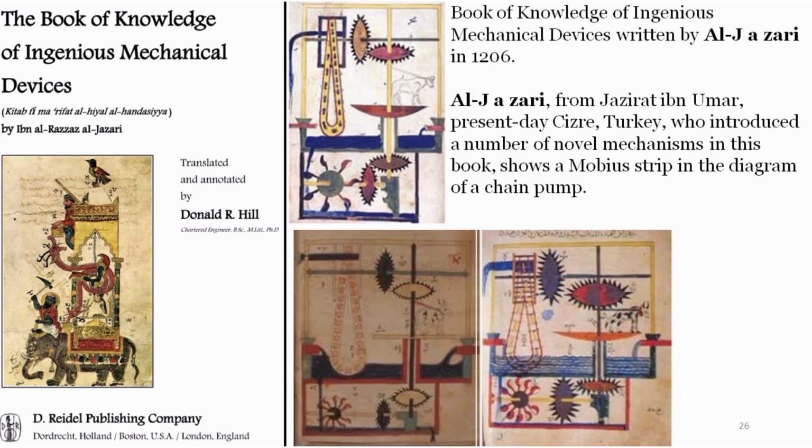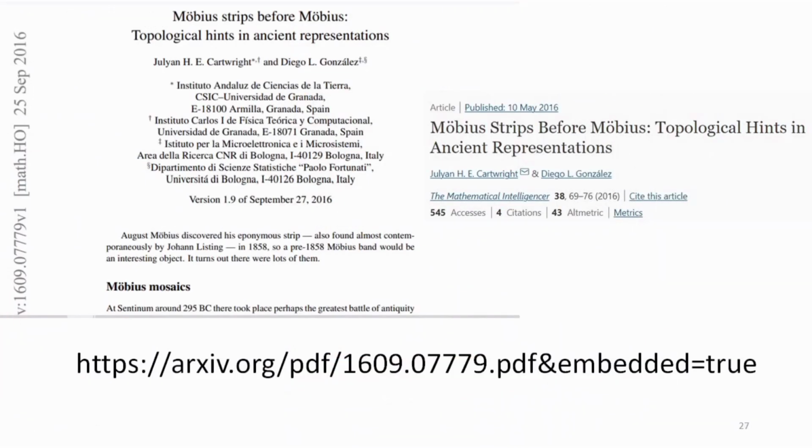However, this is the only case found in which the chain or rope linking the buckets for the pump is arranged in a Mobius strip. So you can see that these are the Mobius strip. It was translated and noted by Donald R. Hill, and it was originally written around 1206 by al-Jazari, who is basically Ibn al-Razzaz al-Jazari, from present day Turkey. So this is a very interesting history, but definitely I have not done this research. It is done by these great people: Mobius strips before Mobius.